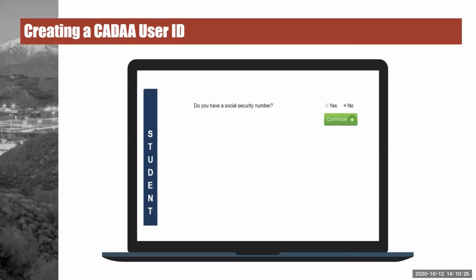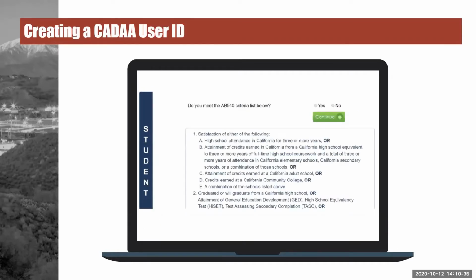We just looked at information for students who respond yes to the question of having a Social Security number. Let's now review what questions are presented for students who respond no to this question. Students who respond that they do not have a Social Security number are then presented with a question about if they meet AB 540 criteria. AB 540 is a California Assembly bill allowing access to in-state tuition rates for undocumented and other qualifying students at California's public universities and colleges.